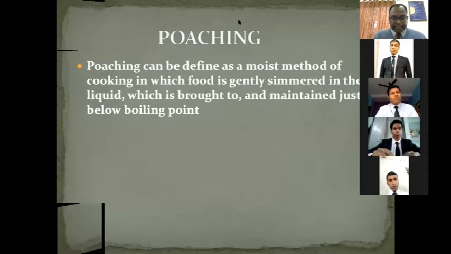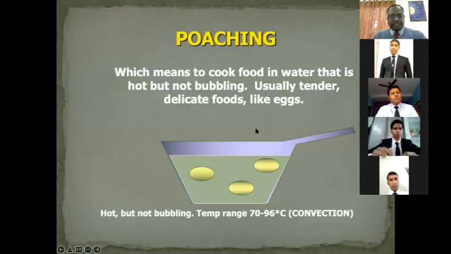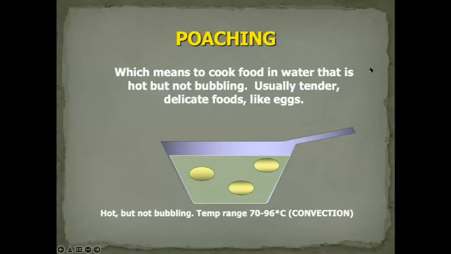Next is poaching. Let's see what poaching is. Poaching means to cook food in water that is hot but not bubbling. So it's usually tender, delicate foods like eggs or fish which are used for poaching. The temperature in poaching is between 70 to 96 degrees Celsius.